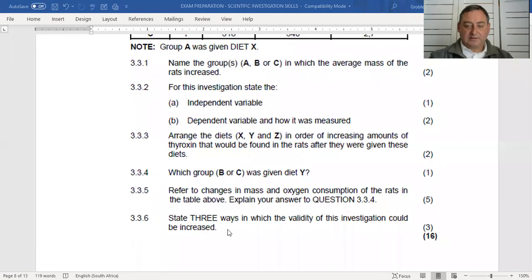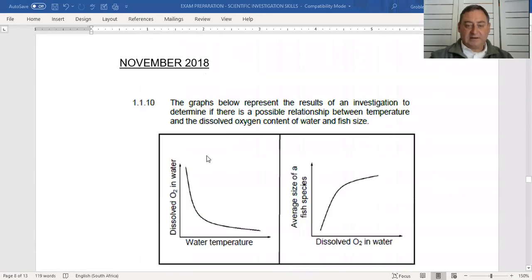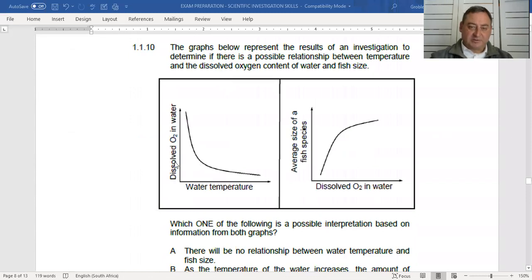Let's look at some other. November 2018, there was a multiple choice question. It all has to do with our ability to interpret graphs. The graphs below represent the results of an investigation to determine if there's a possible relationship between temperature of the water and dissolved oxygen in the water and the size of the fish.